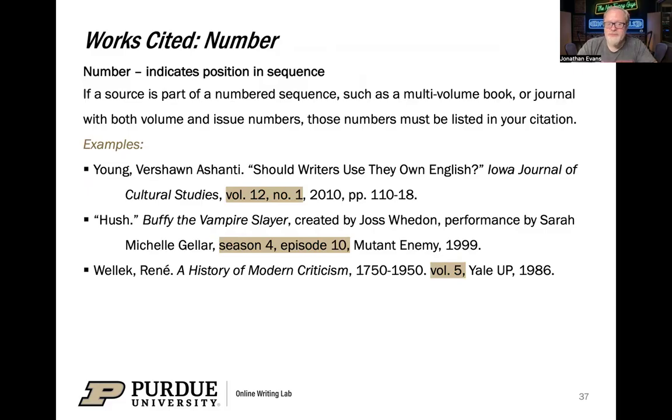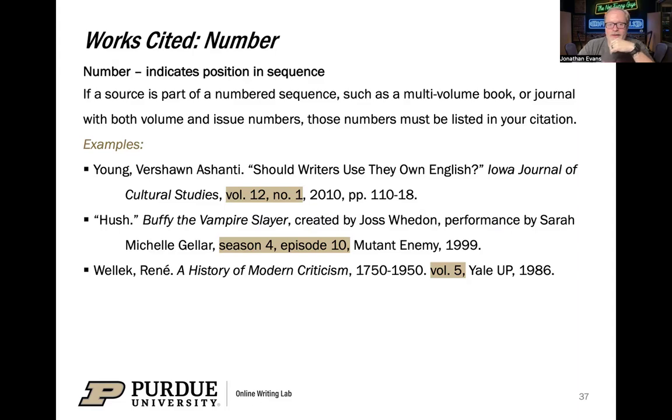And then from time to time, we have numbers. This is mainly a scholarly journal thing or a TV episode thing. You can see here, volume 12, issue number 1, for the Iowa Journal of Cultural Studies. We have season 4, episode 10 for this episode of Hush. And then below we have volume 5 of A History of Modern Criticism, 1750 to 1950, which means it's part of a series of volumes. So different things of that nature.